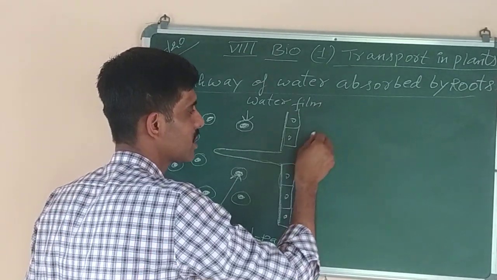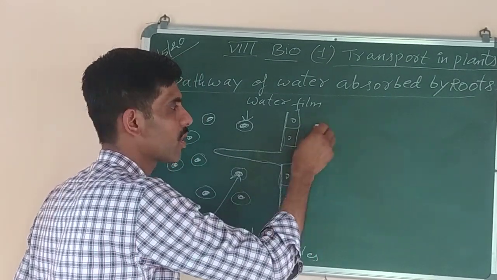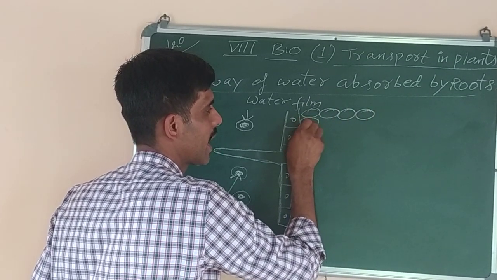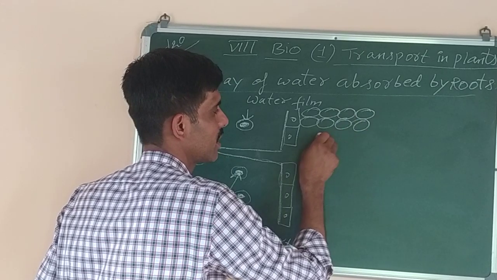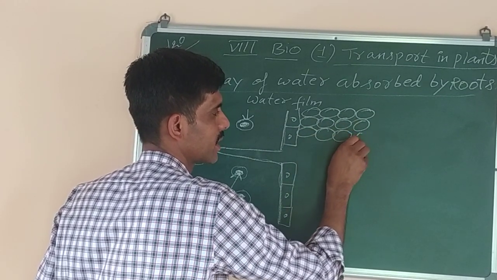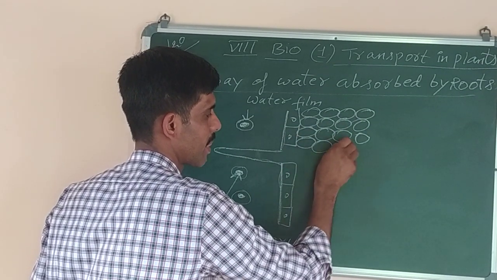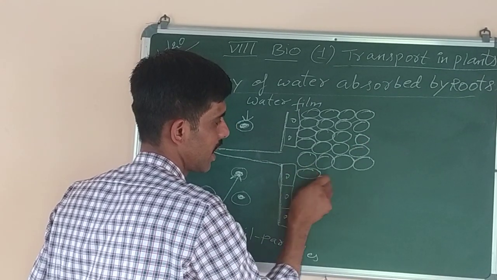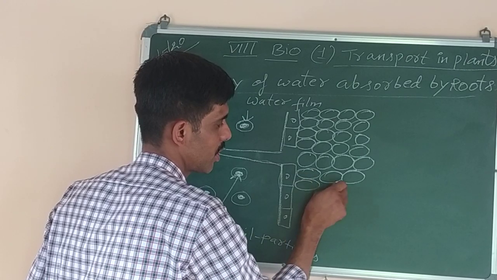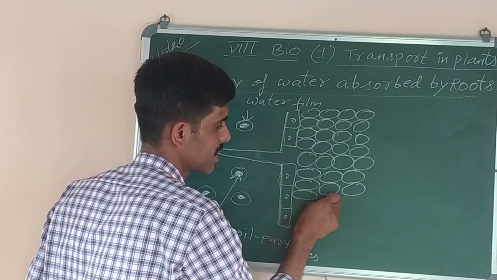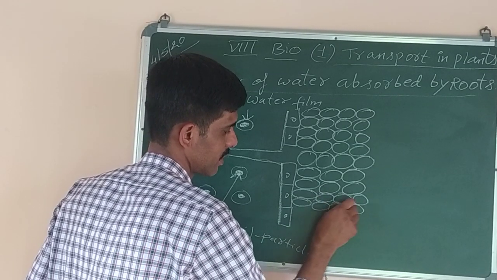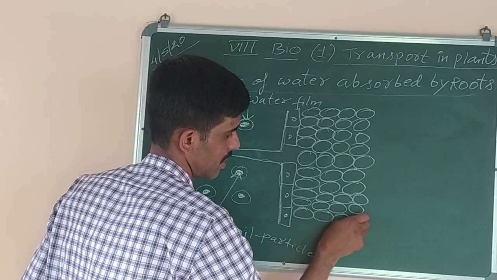Okay, now next is the layer of cortex. So cortex is a multi-layered, means 3-4 or more layers of cells are present. This is called cortical layer or the cortex. Okay, cortical layer. What is it? I am drawing. It is the cortex. It is the layer of cells which are present below the epidermis. Okay.